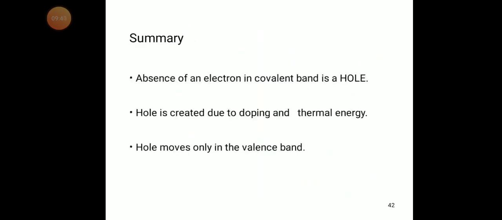Now once again, let us recap what we discussed. The absence of an electron in a covalent bond is a hole. A hole is created due to doping and thermal energy. Holes move only in the valence band.